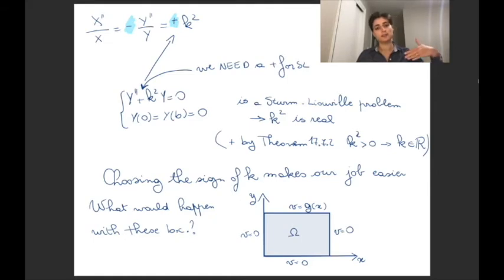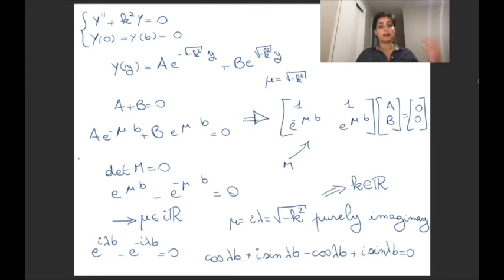So this freedom of choosing the sign of k makes our job easier. Think about what would happen if we switched the boundary conditions a bit and set v equal to some function of x at the top of the rectangle and 0 everywhere else. Would we choose the same structure? Would we always choose k positive? Maybe we want to change that. But now we have k positive, and we apply the standard approach for Sturm-Liouville problems.